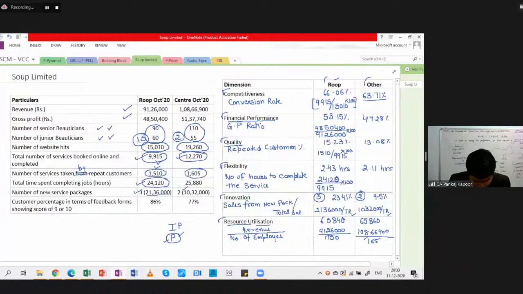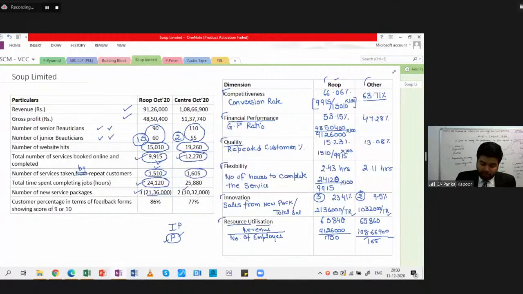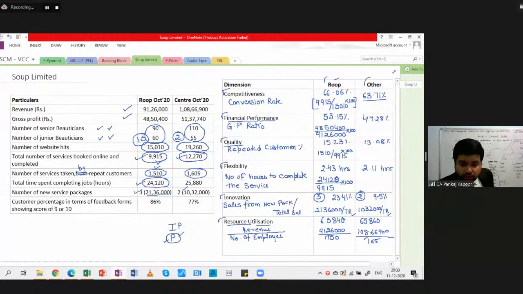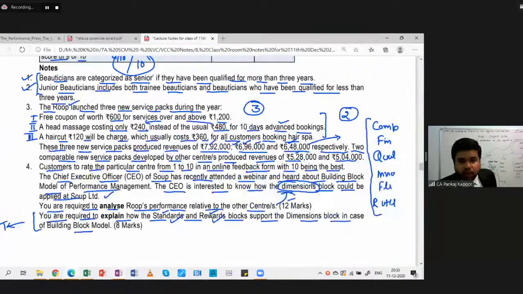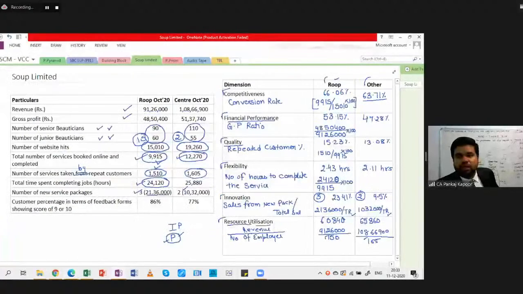Friends, now let's quickly appraise the performance. Why? Because this is what is asked of us in the question. Let's read the requirement. You are required to analyze. You need not only compute. Apart from computation, you also need to analyze the group's performance relative to the other centers. Okay, now let's start the analysis.